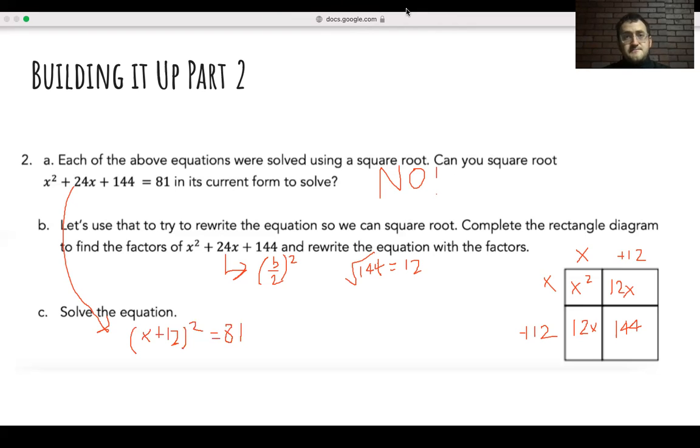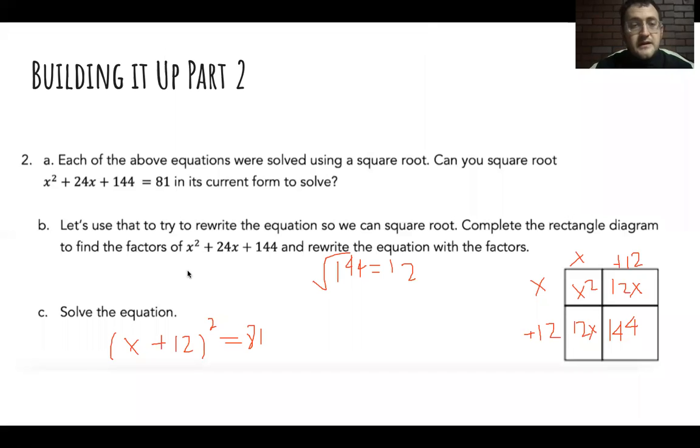And then we will take the square root to get rid of this square on both sides. And when we do that, I get plus or minus the square root of 81. So this is effectively x plus 12 equals plus or minus 9.